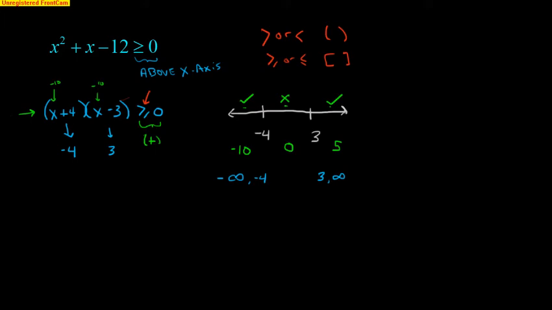Now, the way we write it, in negative infinity and positive infinity, we'll always have parentheses. Okay, and then the numbers, the critical values, because we have a greater than or equal to, are going to have a bracket. So if we graph this, you will see that this quadratic or parabola is going to be above the x-axis on this interval from negative infinity to negative 4 and on this interval from 3 to infinity. Okay, let's do another one.